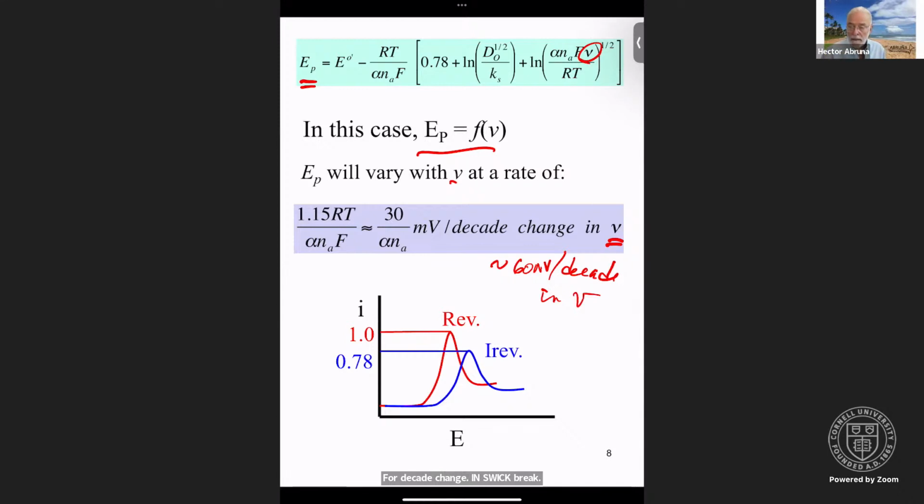So if we look at a reversible versus irreversible process, so here we have the reversible process, normalized current 1, irreversible 0.78, and also there's a displacement in the potentials from the reversible to the irreversible, delta E. Okay. And that delta E will be a function of sweep rate.